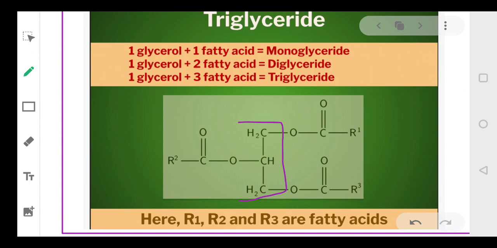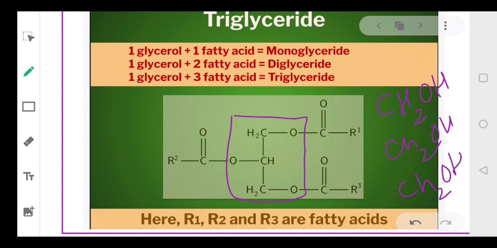Okay, this portion, sorry. Let me rub it and do it again. This portion is your glycerol molecule, isn't it? This is your glycerol molecule. I hope you can notice it. CH2, if you remember, I'm writing it here also, CH2OH, CH2OH, CH2OH. ठीक है बेटा जी. So CH2OH, CH2OH, CH, this is a glycerol molecule, right?